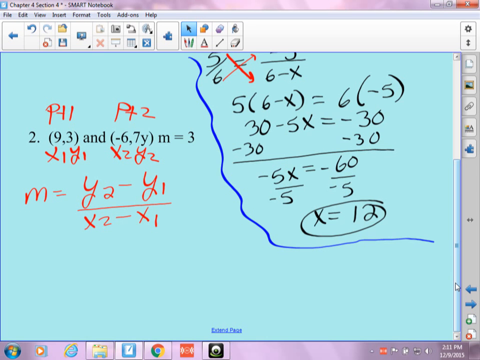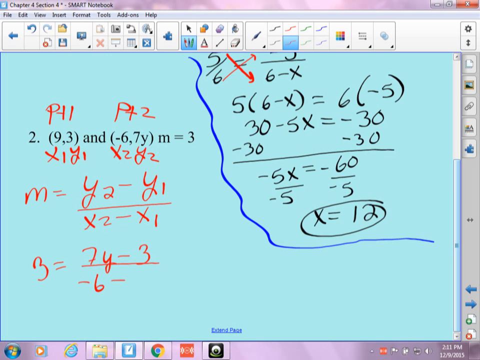Now, do I know what m is? What is it? 3. They gave me 3. All right, so I'm going to go ahead and write 3 equals, okay, what's my y2? 7y. 7y minus 3 over negative 6 minus 9. Good, okay?